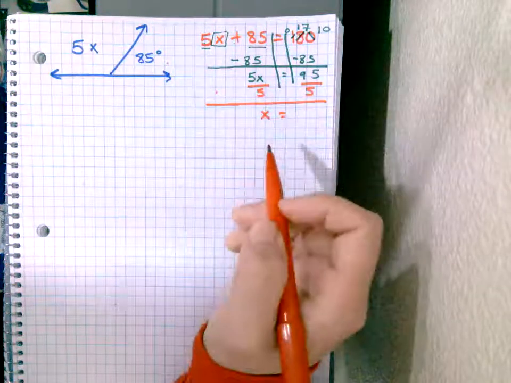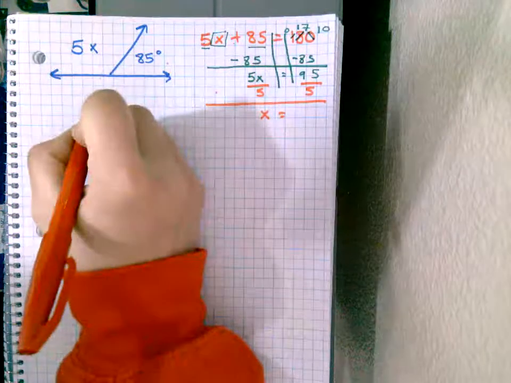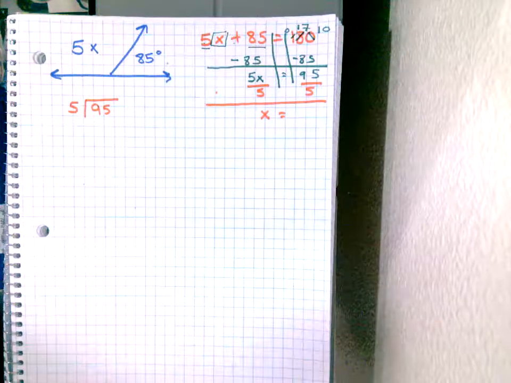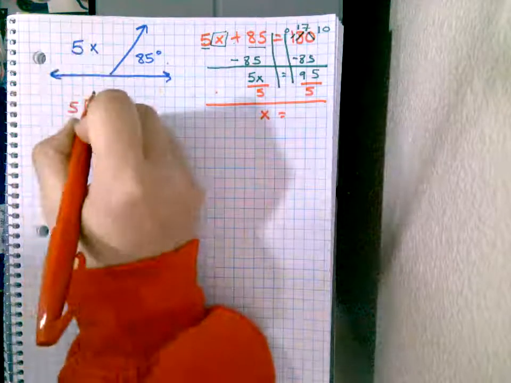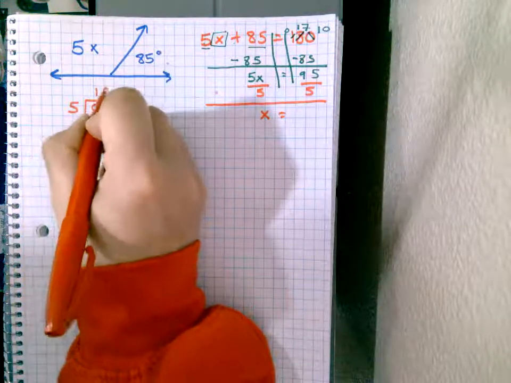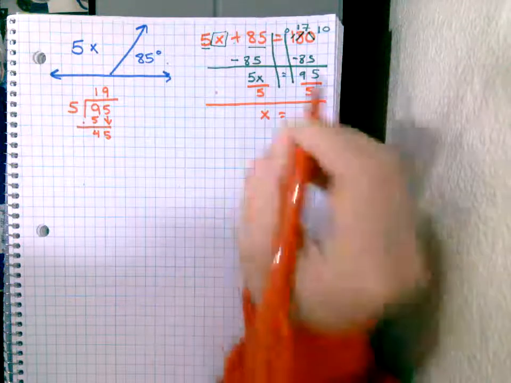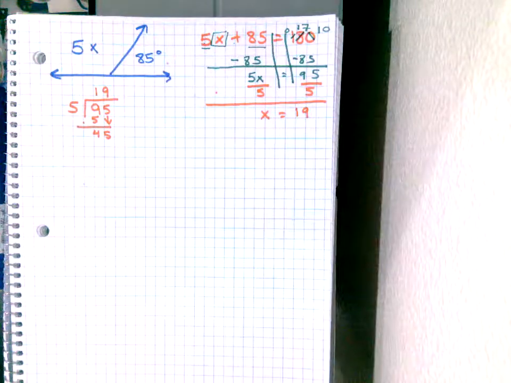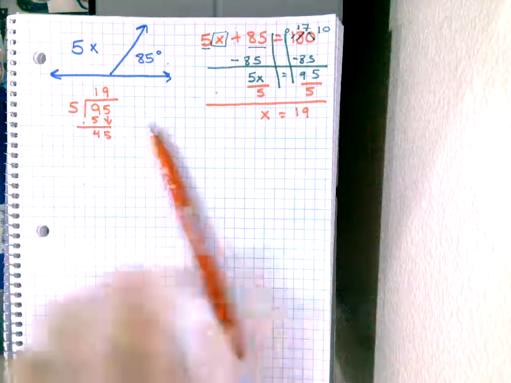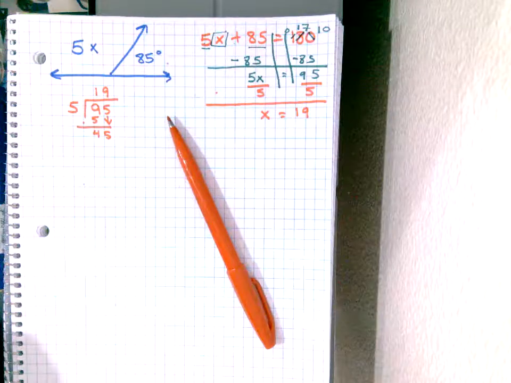Our original goal was to get x by itself. We've done that now. Gosh, I don't know what 95 divided by 5 is, so I'm going to go on the side over here and divide it old school. All right, 95 divided by 5 is 19. So we solved for x equals 19. So in these type of problems, we are asked to do a 2-step equation because it says 5x, right?